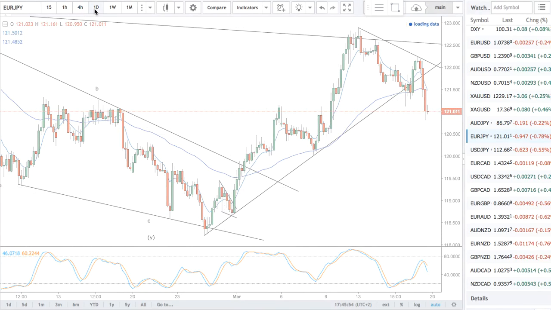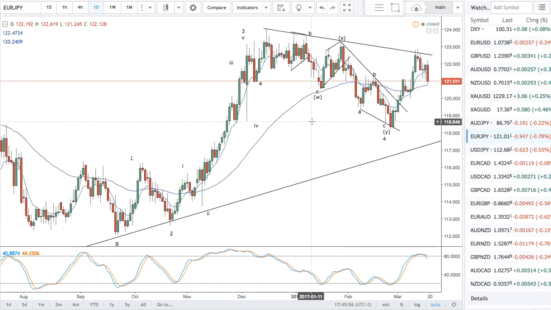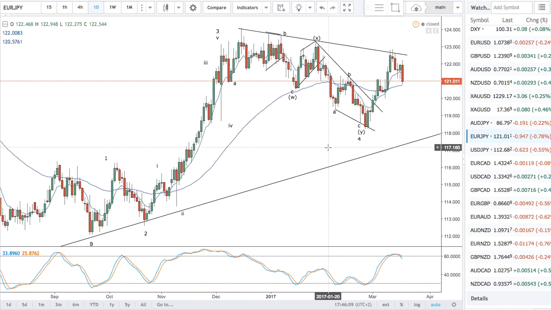So as long as I can get a grasp on the direction through impulse and correction and establish something of a count to trade off of and a corrective pattern to buy into, then I don't really mind. I'm not here just to count. I would like to make money and do other things.